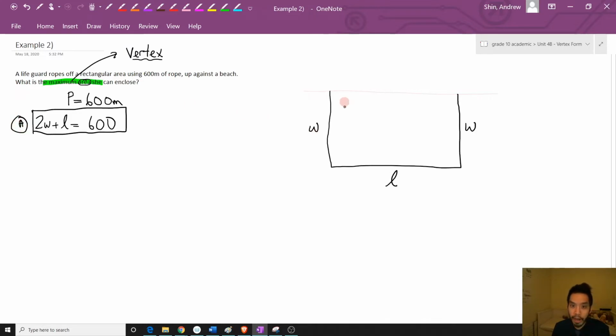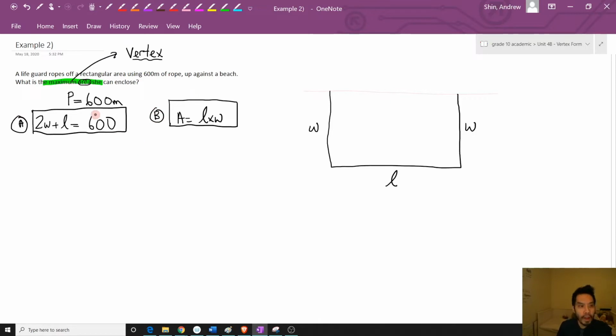And let's talk about the area of this shape here. So the area of this shape that's enclosed is length times width. This is still a rectangle. So area is equal to length times width. And that's a formula. And I'm going to call this equation B, because that's my second equation.